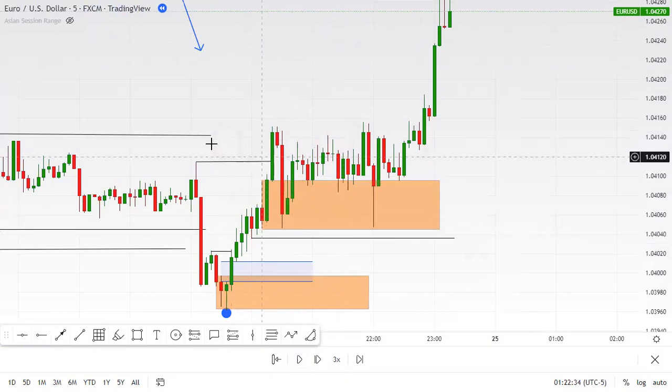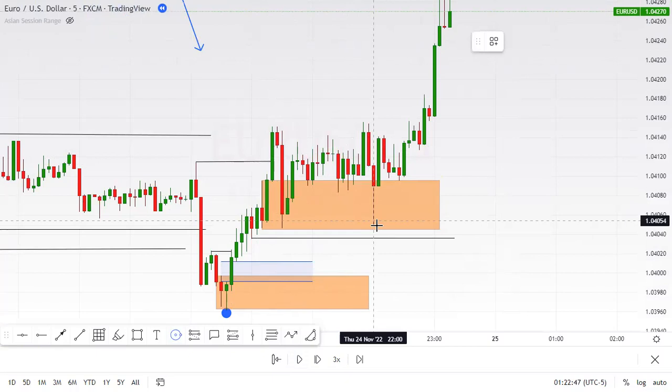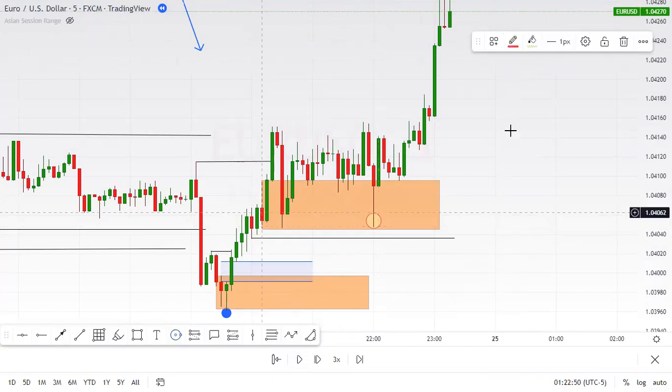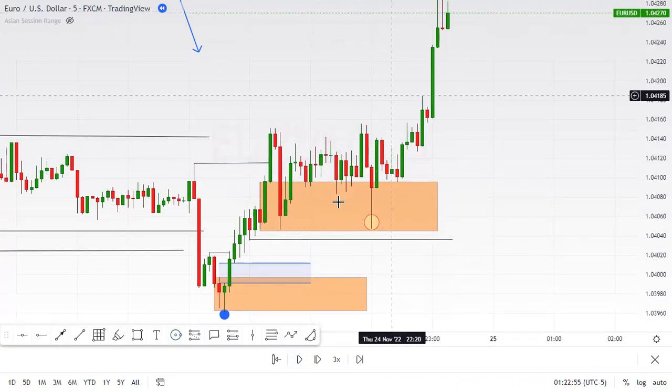So the market went above this, traced back here again, tried to add some slow movements, but again it came back down here. It respected the same order block. So we can see price is spread inside our order block, and now you can see this momentum to the upside.